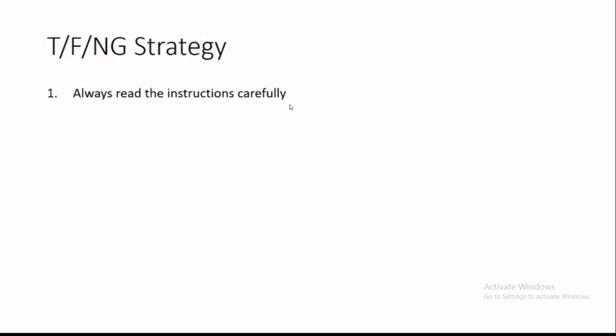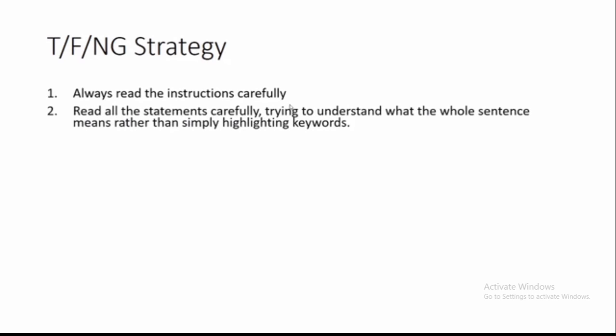So here's a strategy that I give my students for true, false, not given. Always read the instructions very, very carefully. Read all the statements carefully, trying to understand what the whole sentence means rather than simply highlighting keywords. So this is the opposite of matching headings. With matching headings, I tell you, don't look at the questions first. Look at the text first. With true, false, not given, I'm telling you, look at the questions first. Don't look at the text first. So you see there are differing strategies because they require different skills and different approaches.